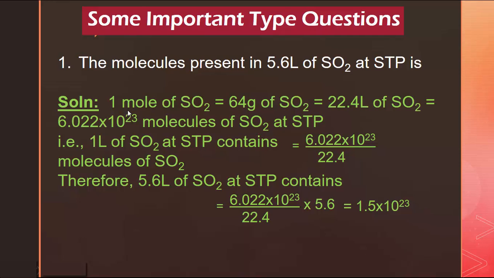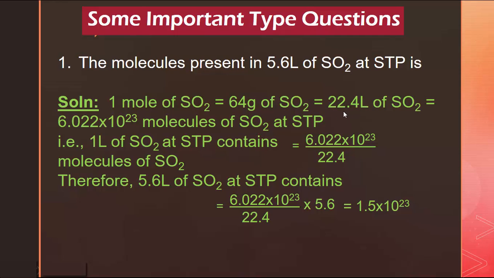We know that 1 mole of sulfur dioxide in terms of grams will be 64 grams. That is the molecular mass. 32 of sulfur and 16 into 2 of oxygen. So 32 plus 32, that makes it 64. So 1 mole of sulfur dioxide in terms of grams will be equal to 64 grams of sulfur dioxide. And this 64 grams of sulfur dioxide or 1 mole of sulfur dioxide in terms of the volume will be equal to 22.4 liter.